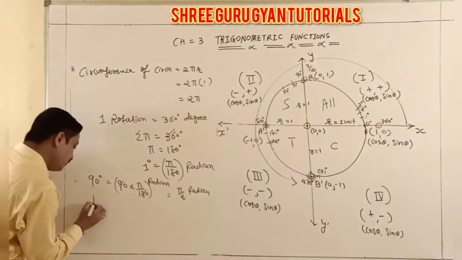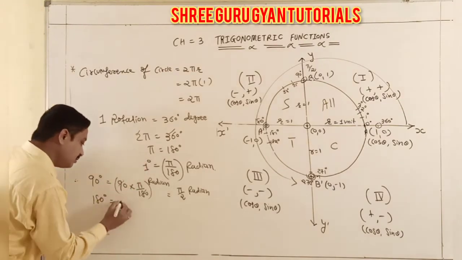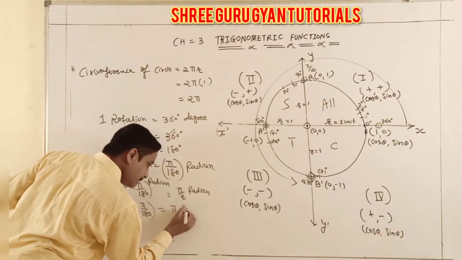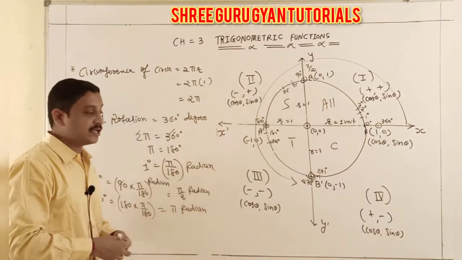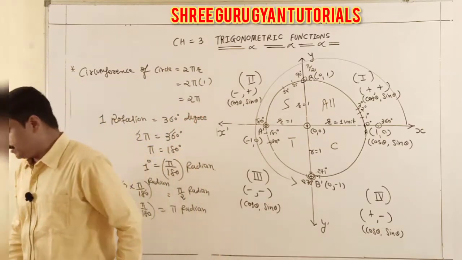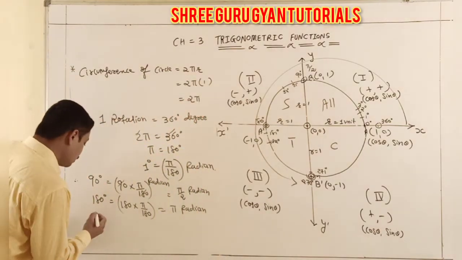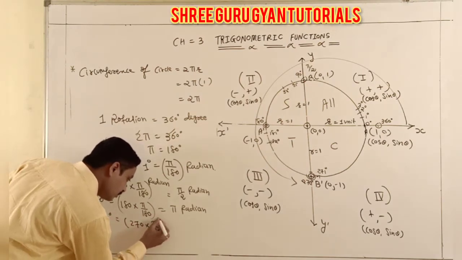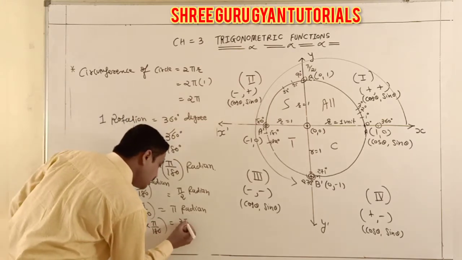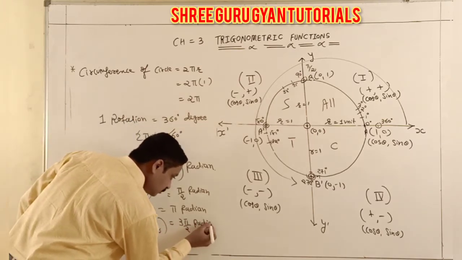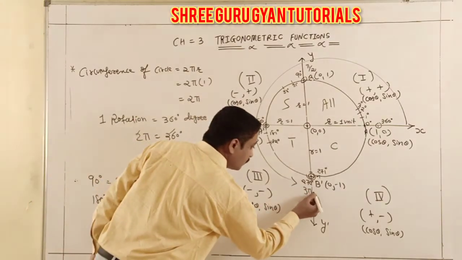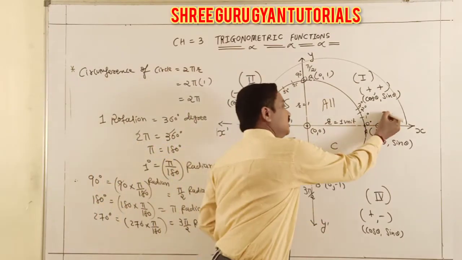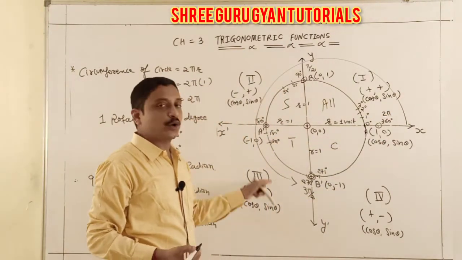Similarly, if you take 180 degree, already told here, I apply 180 into pi by 180. It is pi radian. Same as here I go to 270 degree. If you calculate 270 degree, 270 into pi by 180. After cutting, it is 3 pi by 2 radian. And for 360 degree, already written here, it is 2 pi. Don't worry, the other drawings I draw after that.